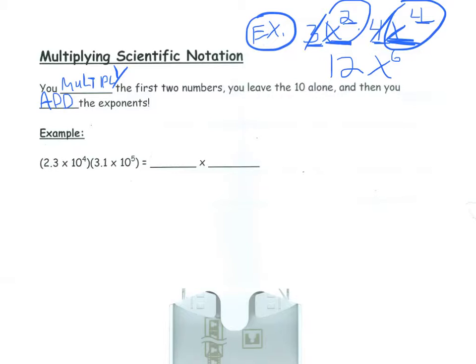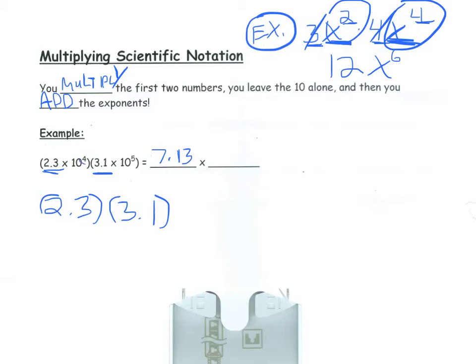Alright, so if I'm doing this example, the actual numbers 2.3 and 3.1, I'm multiplying those. So this is where you need your calculator. I'm going to do 2.3 times 3.1. I'm going to put it in my calculator right now. So 2.3 times 3.1, that gives me 7.13. So I'm going to write that up here, 7.13.